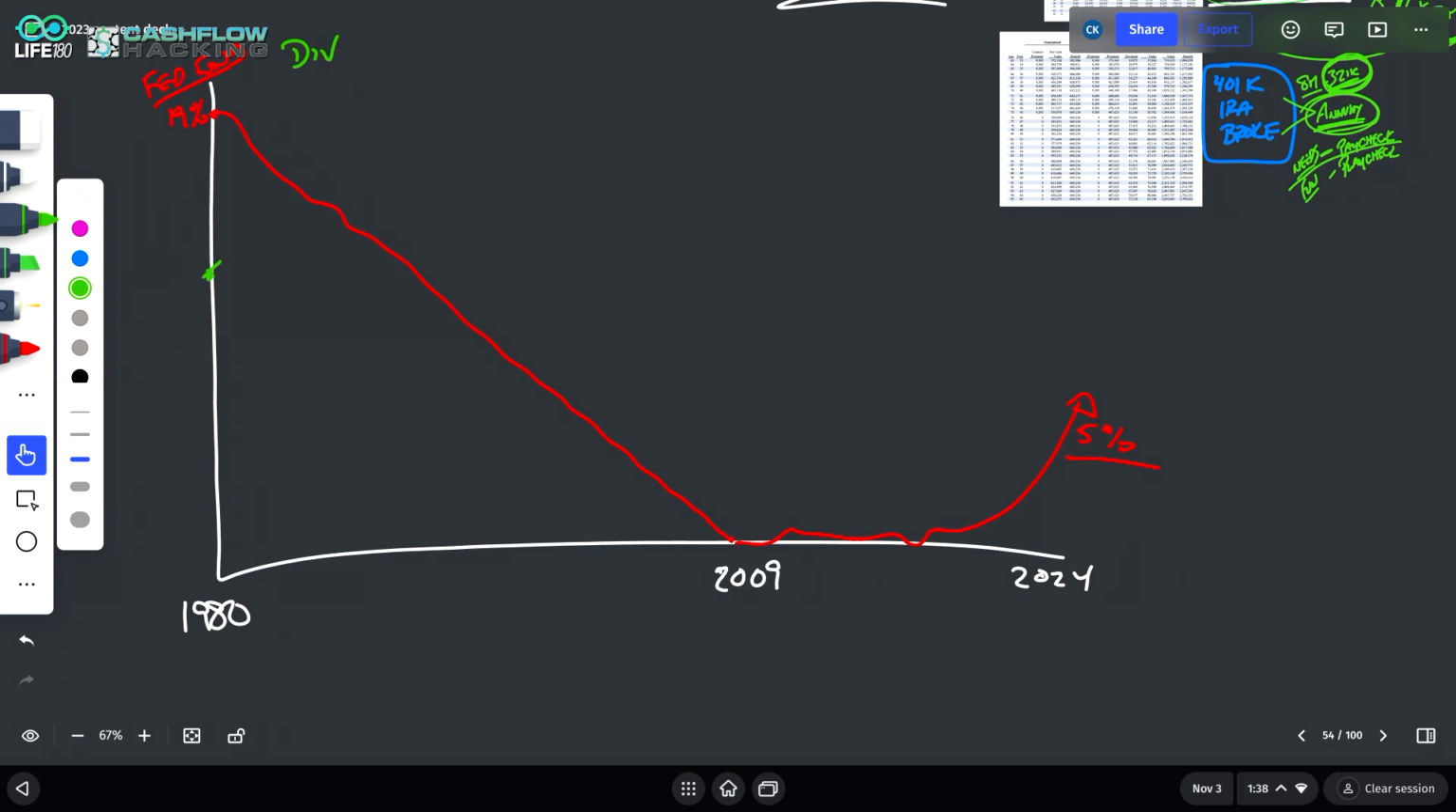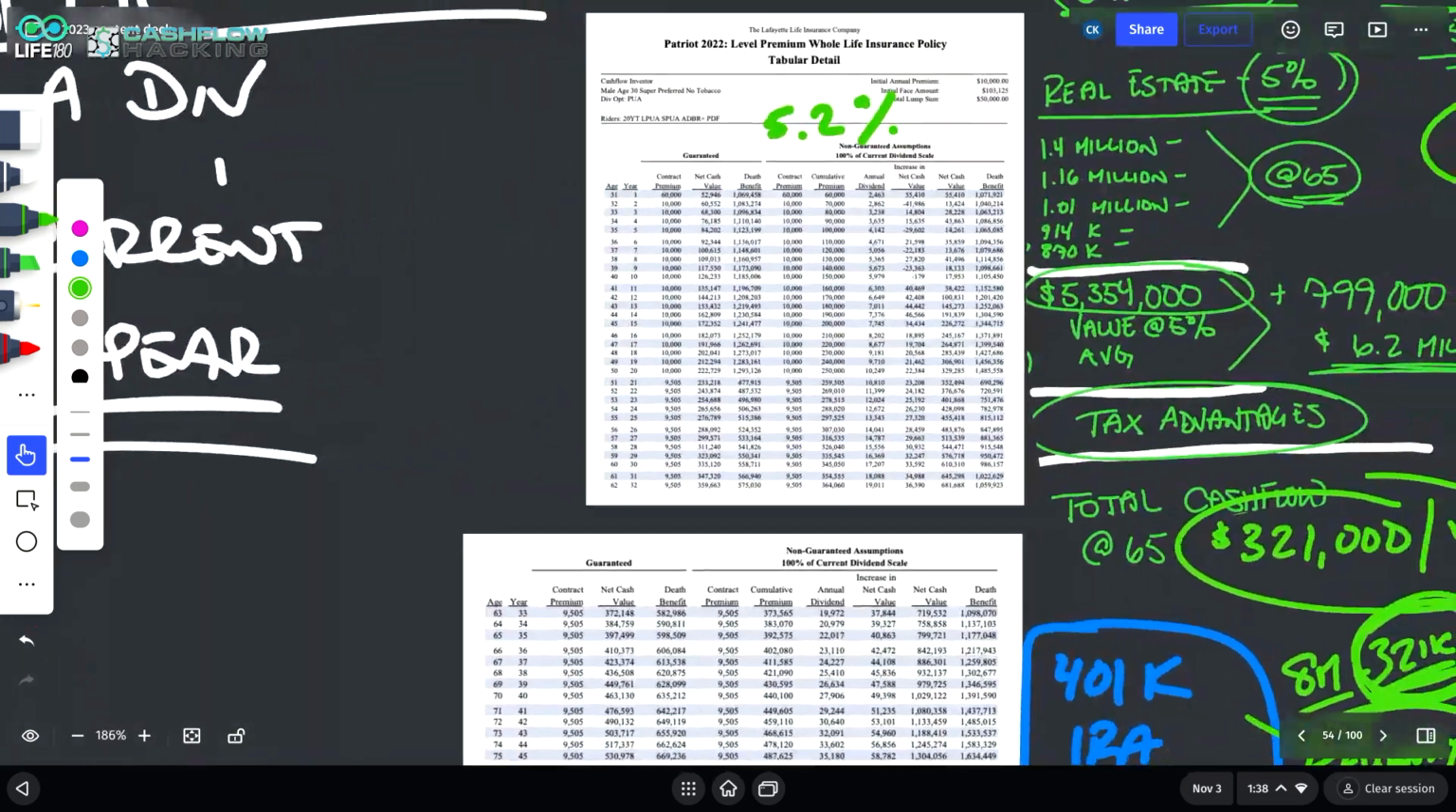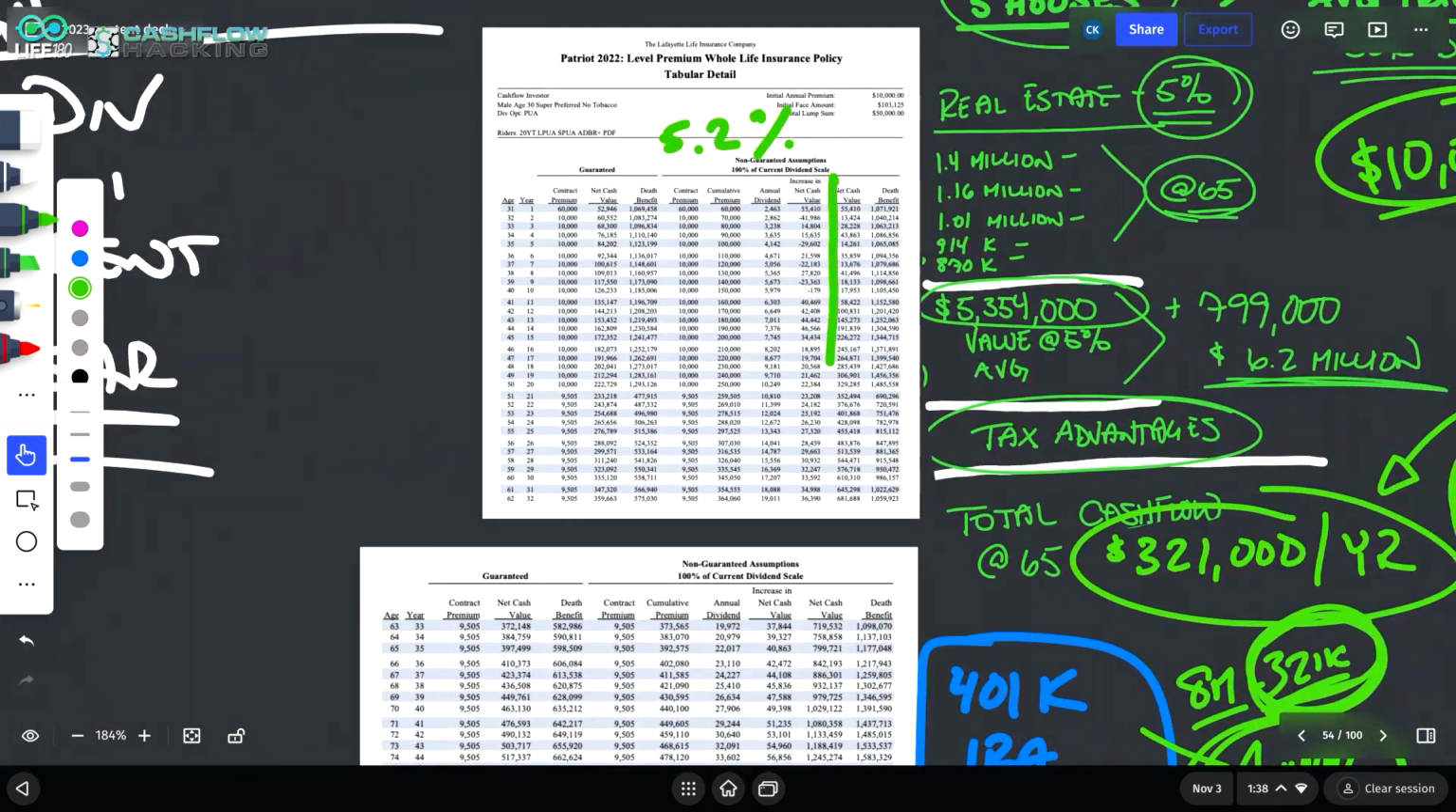So dividends were here, they go up, and then they follow interest rates down. Dividends in say 1985 were like 12%. The problem with that is if you bought a whole life insurance policy thinking you were going to get 12%, what would happen is on the illustration every single year, the numbers would have been way more inflated right here because they would have been assuming 12% every year.